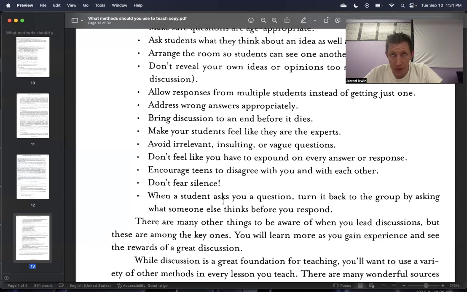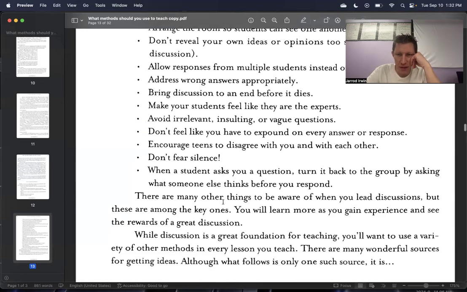But definitely having an environment where it's okay to disagree. And don't fear silence. There's a song in the 70s, Don't Fear the Reaper, don't fear the crickets. Yep. Yeah, no. When a student asks you a question, turn it back to the group by asking what someone else thinks before you respond. So that can sometimes be good.